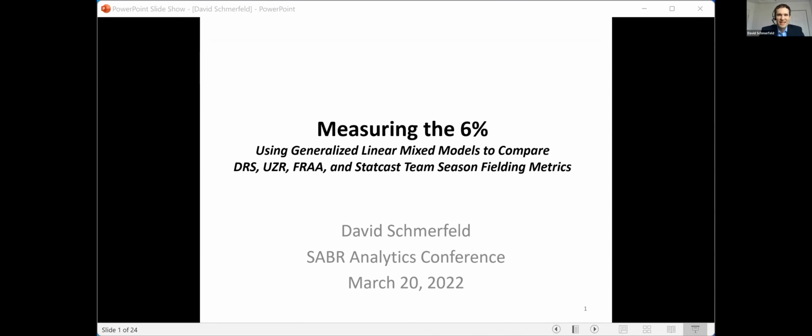Welcome to Measuring the 6%, using generalized linear mixed models to compare DRS, UZR, FRAA, and Statcast team season fielding metrics. So what do I mean by 6%?